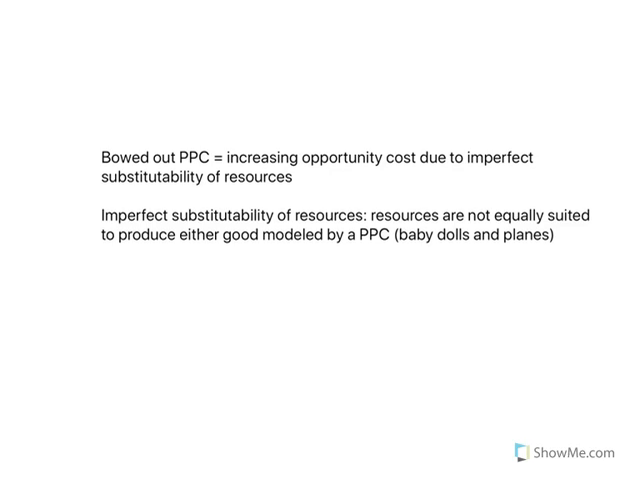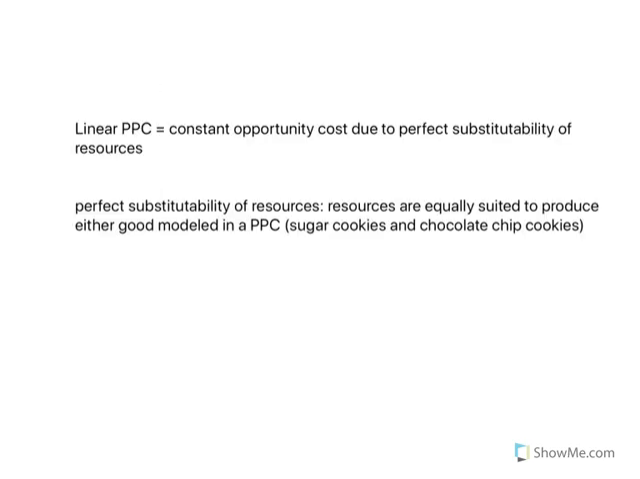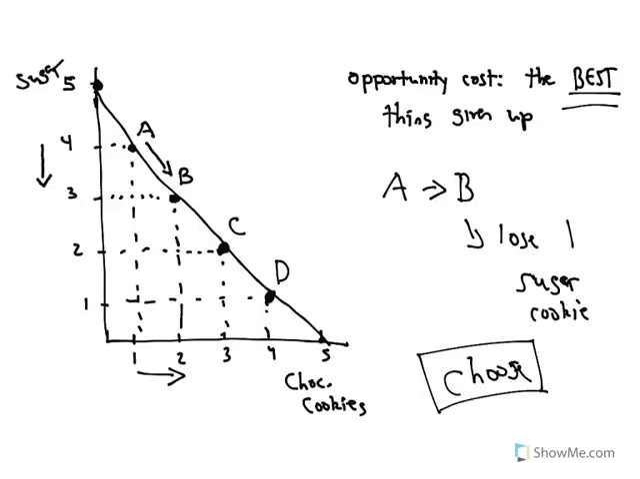So that's the idea of opportunity cost and the production possibilities curve. Remember, I'm going to go back a couple slides here. Opportunity cost is the best thing given up when making a choice. In this case, with the production possibilities curve, whether it's linear or bowed out, it's how much of the other good are you giving up to produce more of the good that you want.